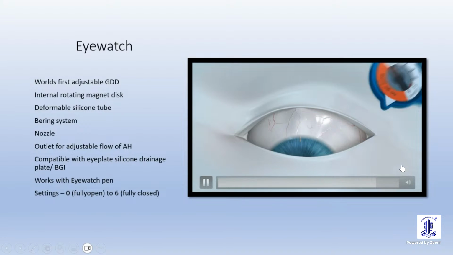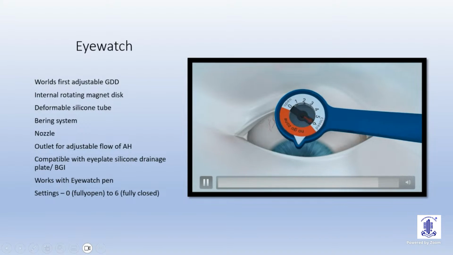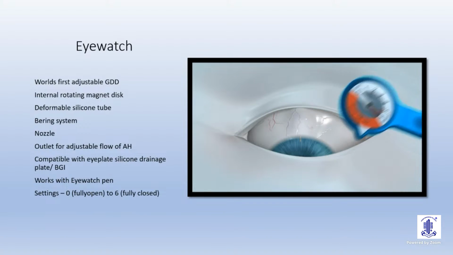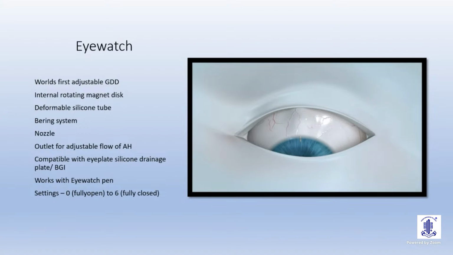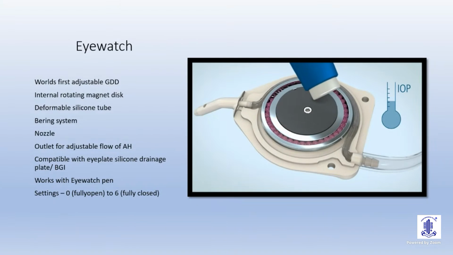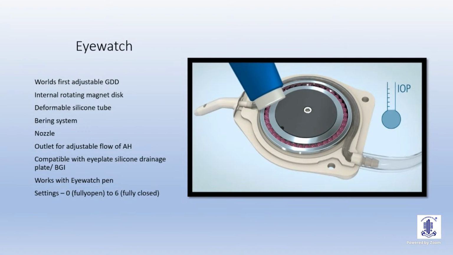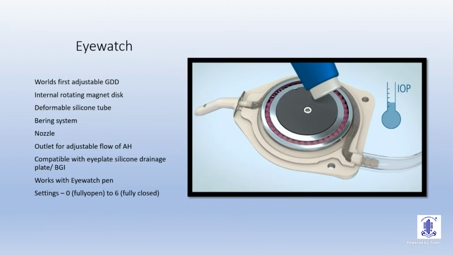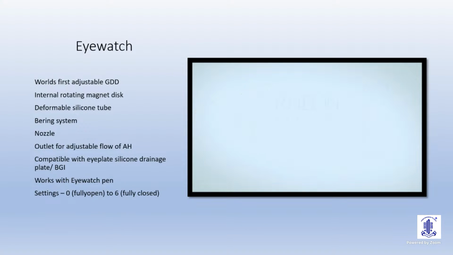Verify the new position of the implant with the compass. Verify the patient's ocular pressure and repeat adjustment if necessary. Opening the implant would tend to lower intraocular pressures, while closing the implant would lead to higher intraocular pressures.